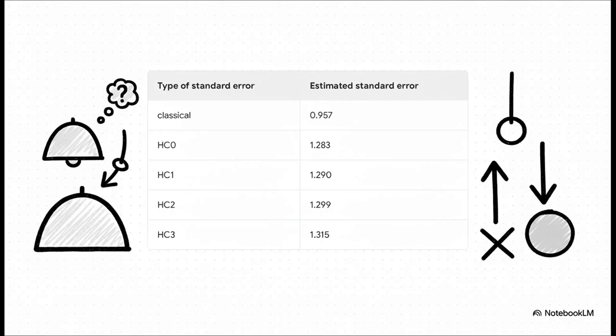And here's why this is so important. Just look at the difference in these numbers. The original classical standard error was less than 1, but every single one of the robust versions, which correctly account for the problem, are all about 33% larger. And a bigger standard error means a smaller test statistic, which means a bigger p-value. A result that looked significant before might not be significant at all once you use the right math. This is a huge deal.